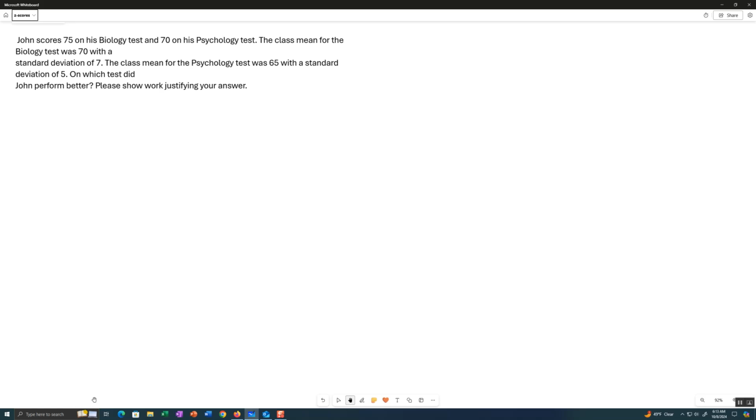Okay. So first we're going to start by converting to z-scores because we're comparing two different metrics. A biology test is a different metric than a psychology test. They're different measures. So in order to compare two different measures, we must first convert to the common z-score, the standardized score, and then we can compare z-scores. So let's start with the first one.